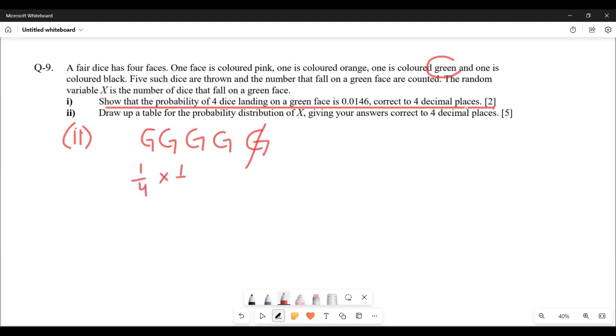सेकेंड ग्रीन आने की फिर 1/4, फिर 1/4, फिर 1/4. और ग्रीन ना आने की प्रोबेबिलिटी क्या है? 3/4. दैट मीन्स मे बी ऑरेंज आया है या ब्लैक आया है या पिंक आया. सो टाइम्स 3/4. सो ग्रीन, ग्रीन, ग्रीन एंड नॉट ग्रीन की हमने प्रोबेबिलिटी फाइंड करनी है, बट दैट इज नॉट इट. ये यूं भी तो हो सकता है, फर्स्ट ग्रीन, फिर ग्रीन, फिर ग्रीन, फिर नॉट ग्रीन और ग्रीन.